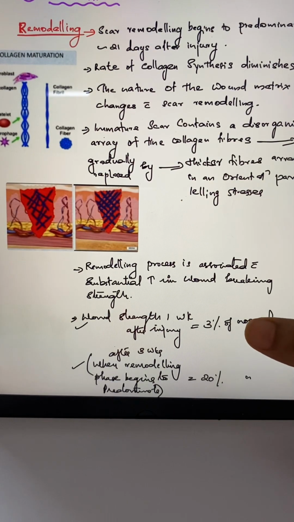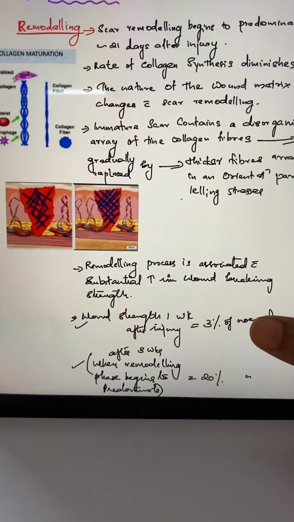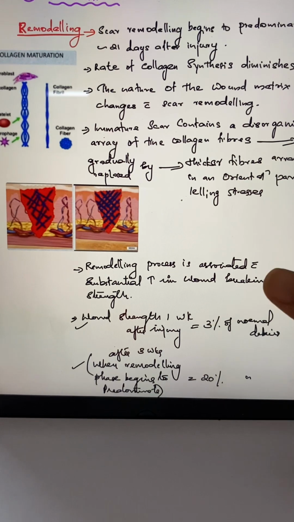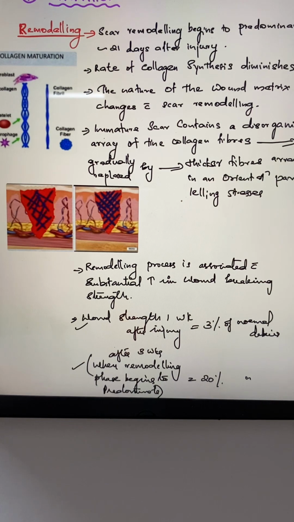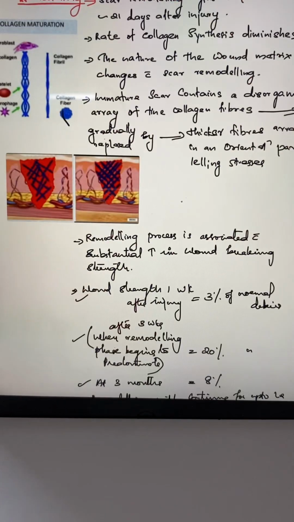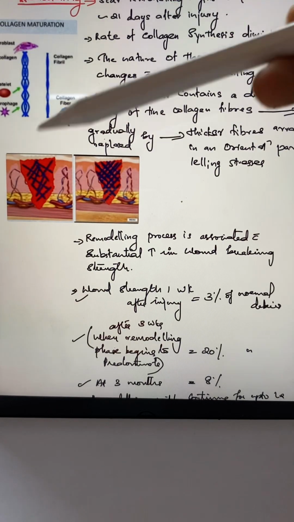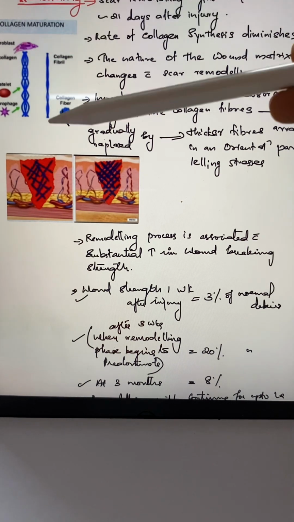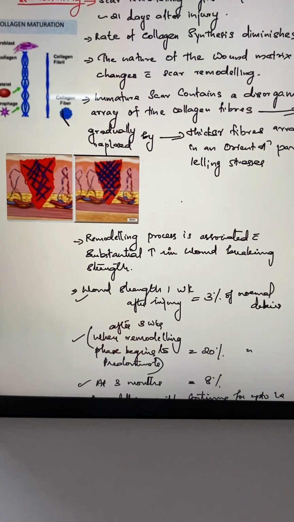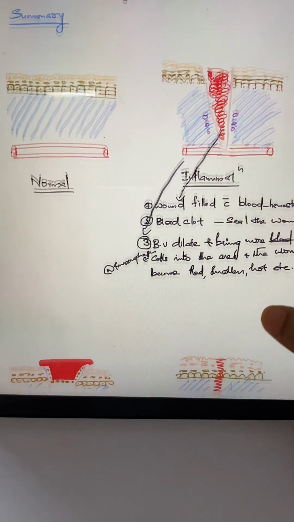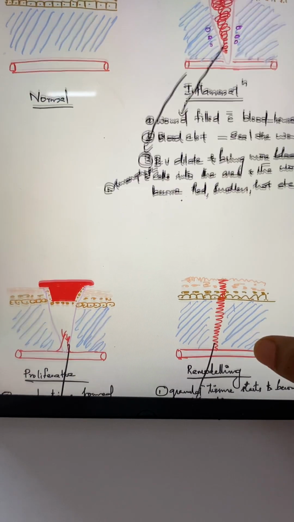Here the scar remodeling begins to predominate approximately 21 days after the injury. Here the collagen synthesis rate is very less. So the nature of the wound matrix changes with the scar remodeling. So now the immature scar contains a disorganized array of collagen fibers that are gradually replaced by thicker fibers. So they are arranged in an orientation paralleling stresses. So this is all about the four phases. If you see this picture, you'll understand a little better.